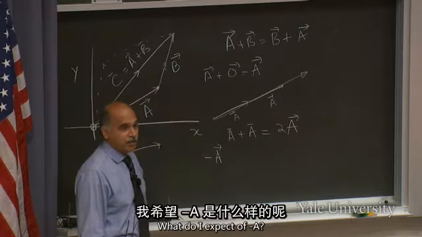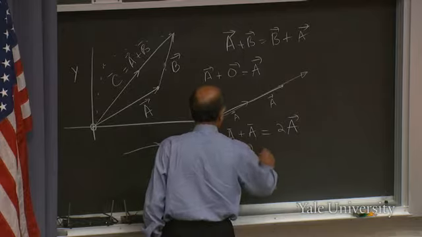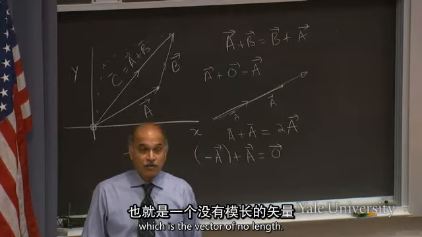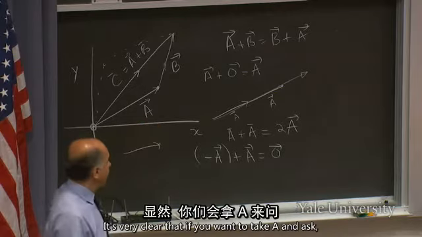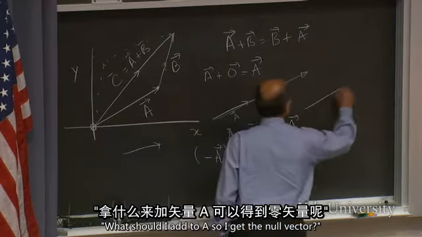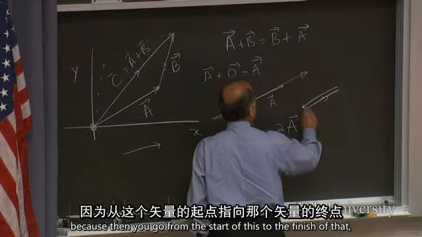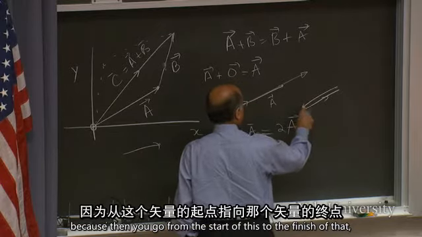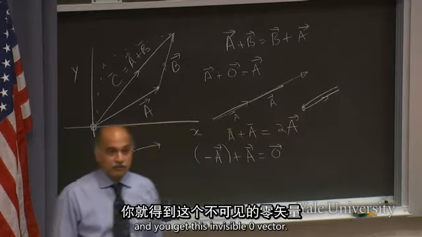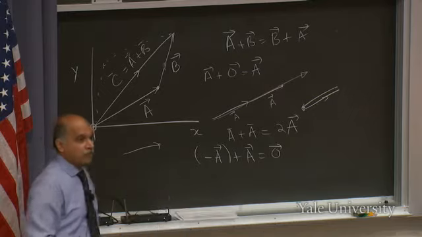What do I expect of minus A? I expect that if I add minus A to A, I should get the guy who plays the role of 0 in this world, which is the vector of no length. It's very clear that if you want to take A and ask what should I add to A so I get the null vector, you want to add a vector that looks like that, because then if you go from the start of this to the finish of that, you end up at the same point and you get this invisible 0 vector. So the minus vector is the same vector flipped over to point the opposite way.